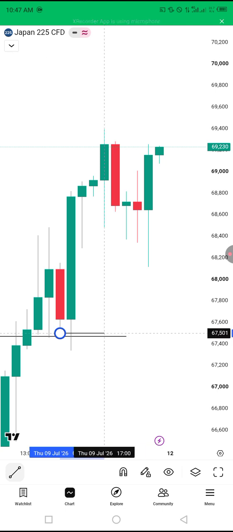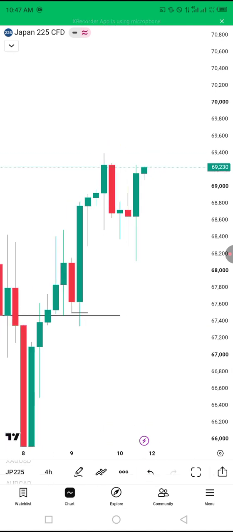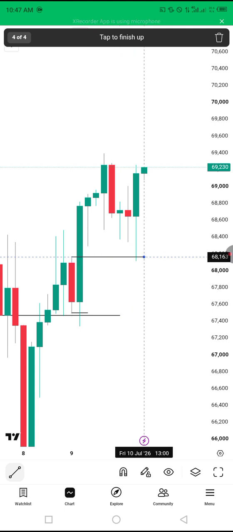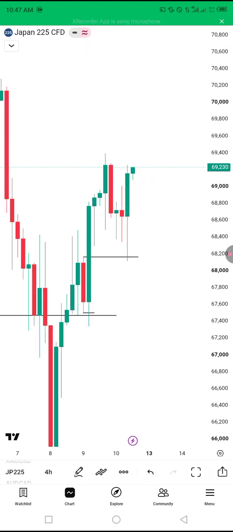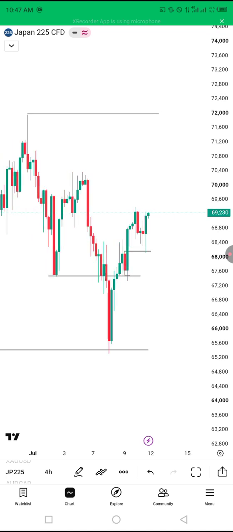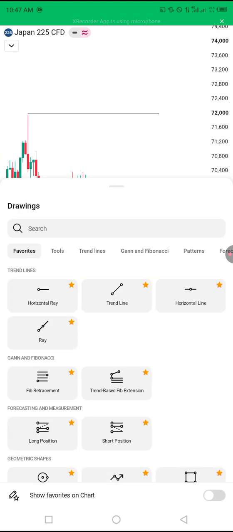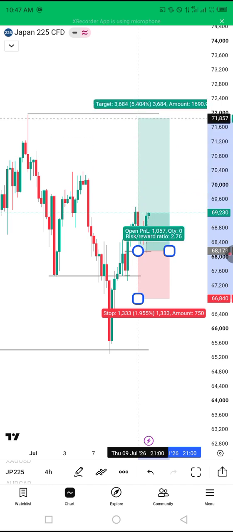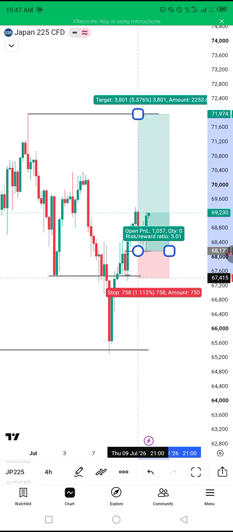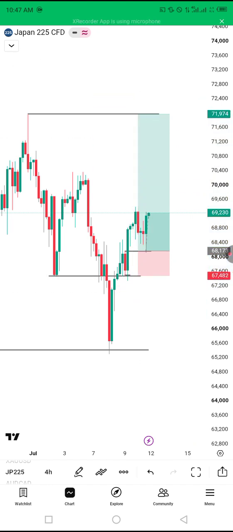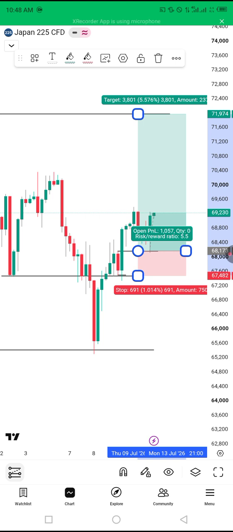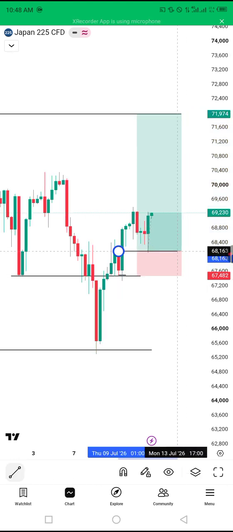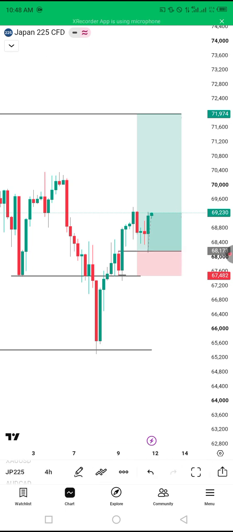There was a sweep of liquidity and a breakout to the upside. As I spot it, I know that once markets come to this key level, it's going to buy to target. I think it's 1:5. Let me measure it. This is around 1 ratio 5.5. Let's assume that. So this is how I curve this.